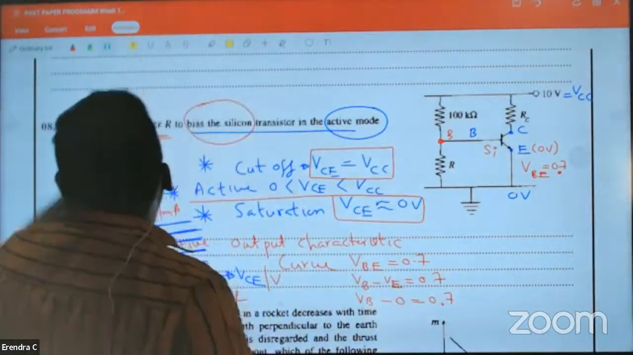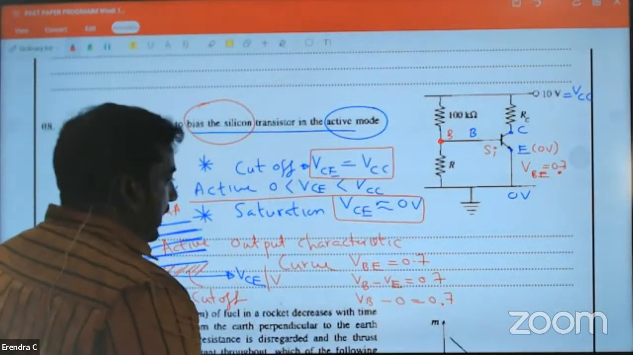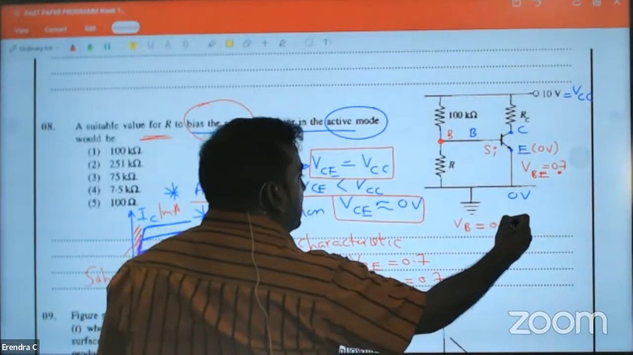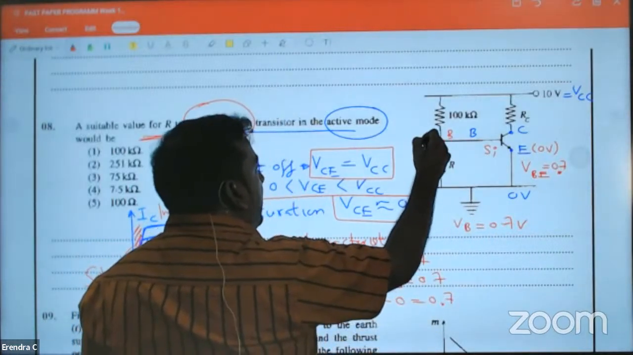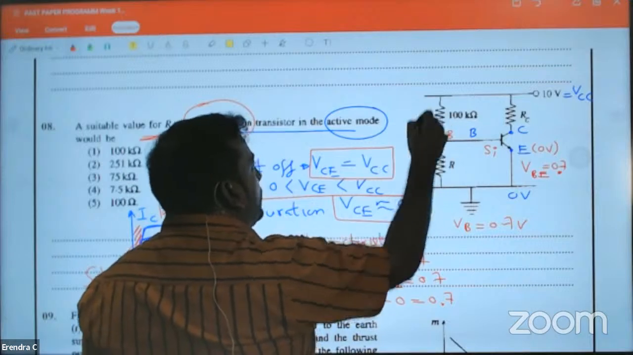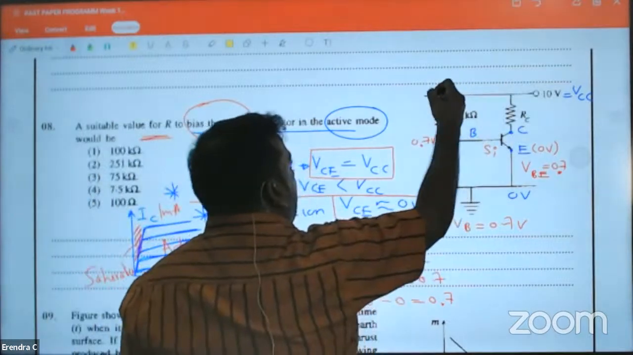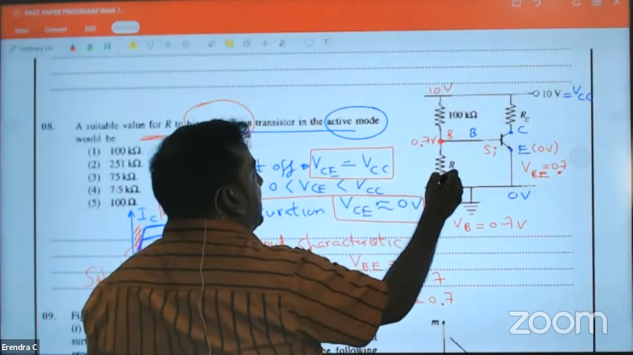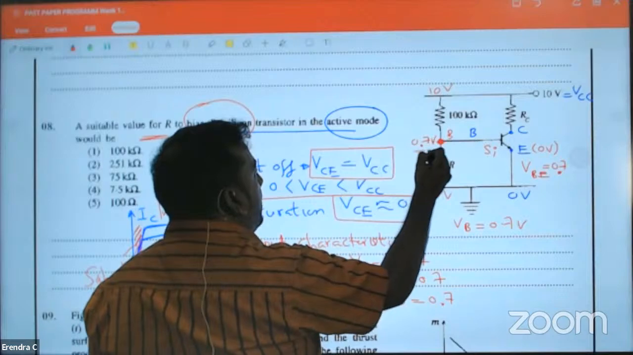Okay. Now look. VB is equal to 0.7. This voltage is 0.7. Have you seen this somewhere? This is 10 volt here. This is 0 volt here. Somebody is asking the resistor. I know the voltage here.